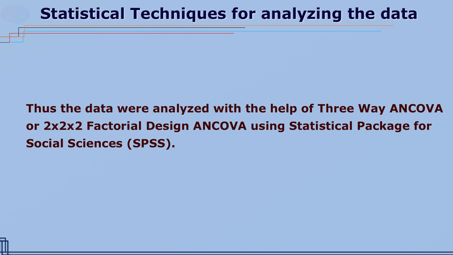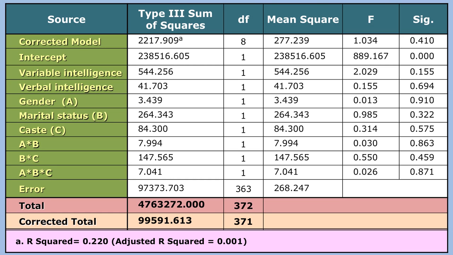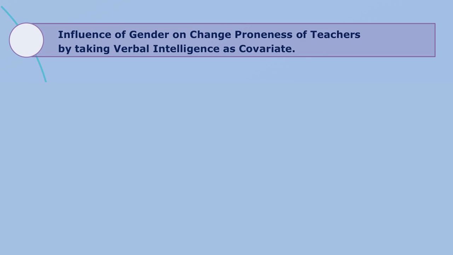Thus, the data were analyzed with the help of three-way ANCOVA or 2 by 2 by 2 factorial design ANCOVA using Statistical Package for Social Sciences. The output of SPSS is given in table 1. Influence of gender on chain proneness of teachers by taking verbal intelligence as covariate.